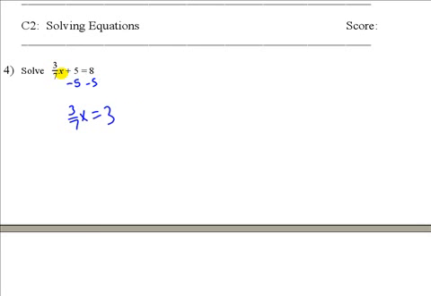Now I'm going to deal with this fraction in 2 steps instead of 1, just to make it a little easier. I'm dividing by 7. I don't really want to be dividing by 7, so I'm going to do the opposite on both sides. I'm going to multiply by 7.